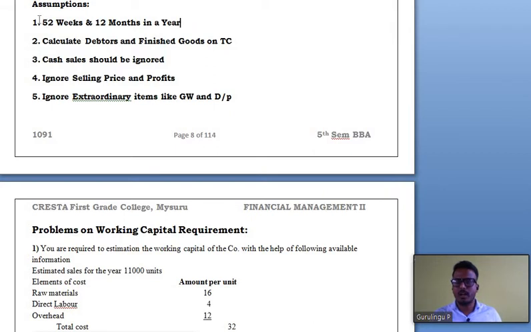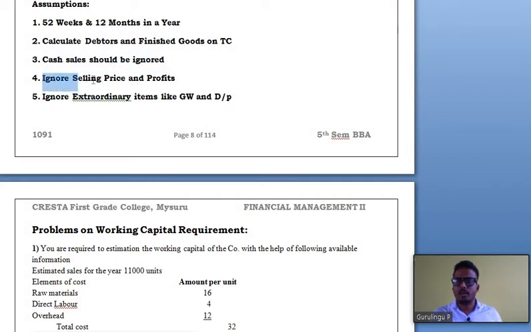Actually, when you start counting the number of weeks available, you will get 48 weeks in a year, but here you need to assume 52 weeks. Second, calculation of debtors and finished goods should always be on total cost. Both are current assets, so you need to calculate on total cost. All the cash sales should be ignored while calculating the debtors. Only credit sales you need to take into consideration.